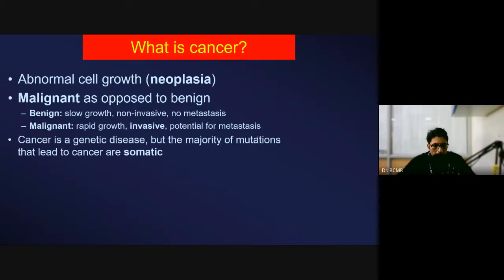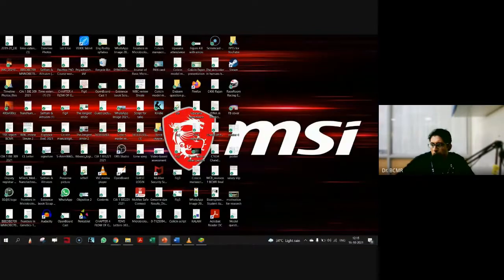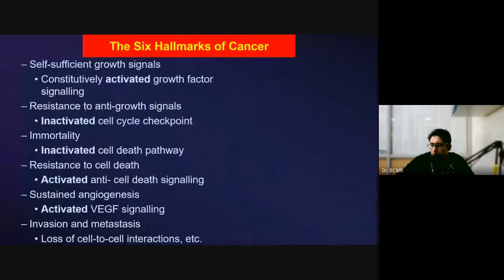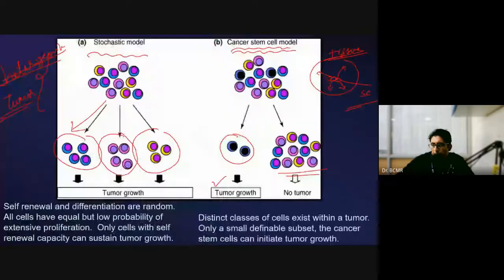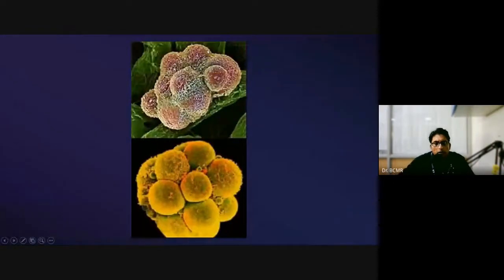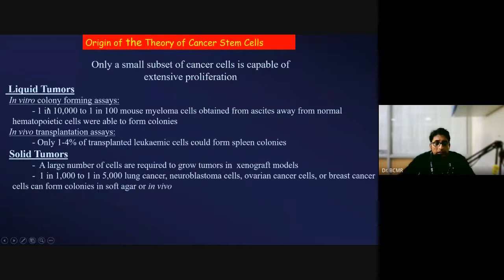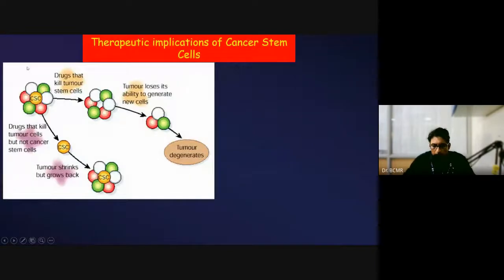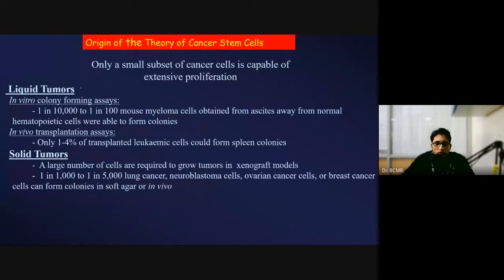So once again, in the cancer stem cell model, we also read about liquid tumors and solid tumors. Liquid tumors are about liquid tissue, the blood and lymph and those kinds of things, leukemia and so on. And the solid tumors are the majority of the other tissues.